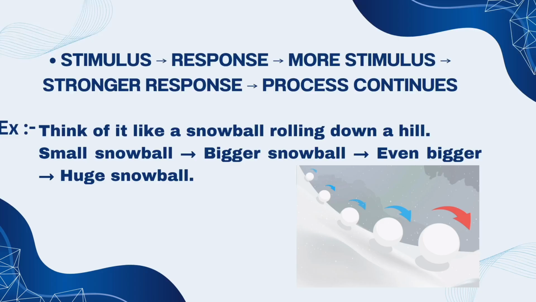One example is to think of the positive feedback system like a snowball rolling down a hill. A small snowball rolling down the hill becomes a bigger snowball, and as it rolls further down, it becomes even bigger, and finally results in a huge snowball. This is exactly how the feedback mechanism works. So, unlike the negative feedback mechanism, the positive feedback mechanism does not maintain homeostasis. Instead, it pushes the process forward until a specific event ends it.